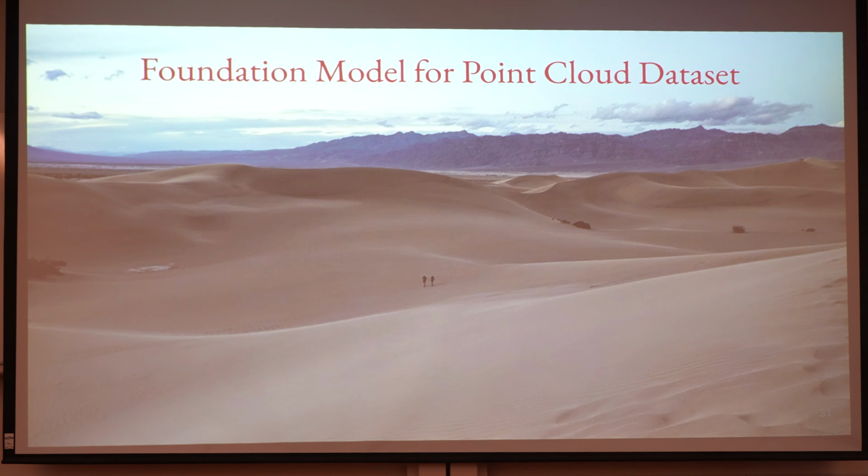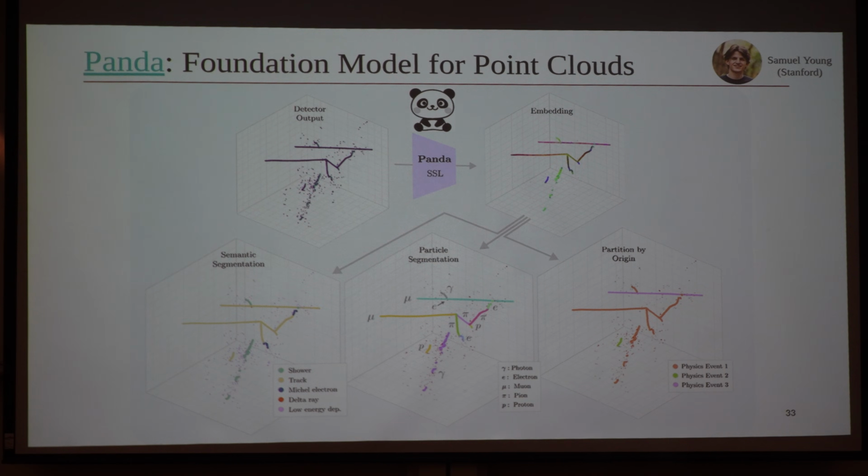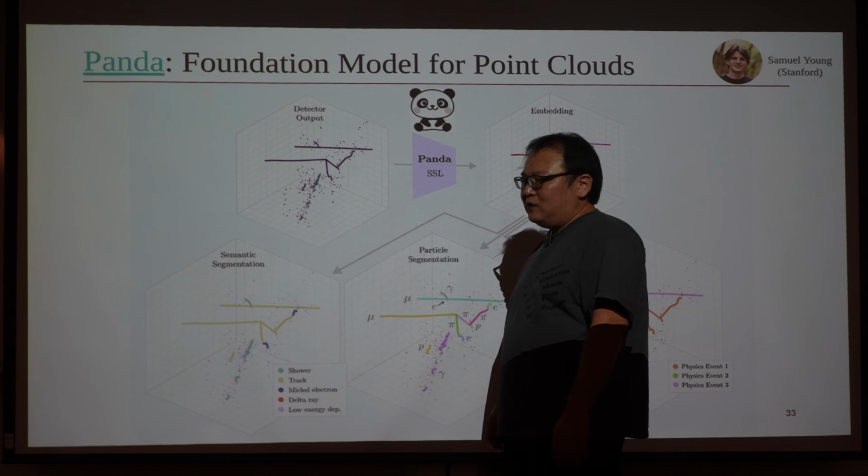Okay. So the first one is having a single model as a backbone for doing a bunch of analyses, right? So I'm going to talk about this model called Panda. Of course, I named it. This is a paper if you want to take a look. Panda is a self-supervised model for point clouds. It can work with any dimensional point cloud, but typically we try 2, 3, and 3 plus 1.